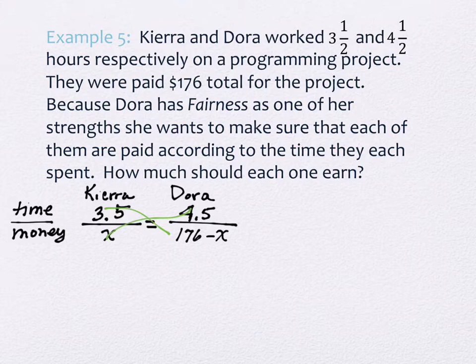Cross multiply. The one thing you have to be careful of when you cross multiply from Kierra's 3.5 down to the 176 minus x is that you distribute the 3.5. So I'm going to get 3.5x, but I also have to multiply my 3.5 times the 176. So that's minus x. So what is 3.5 times 176? Sorry, Danielle, what'd you say? 616? Yeah. Good. So 3.5 times 176 is 616, and then 3.5 times the x is negative 3.5x. And this will equal 4.5x.